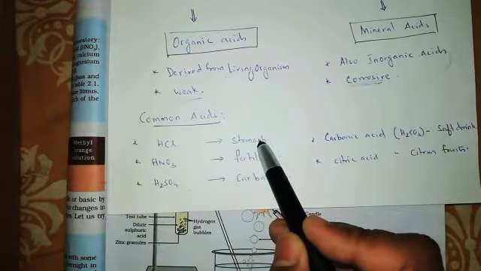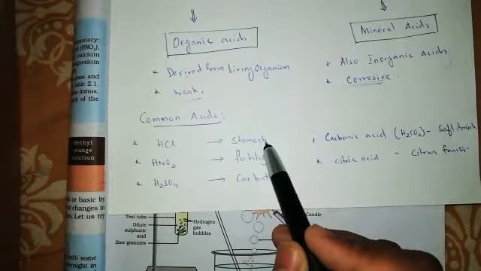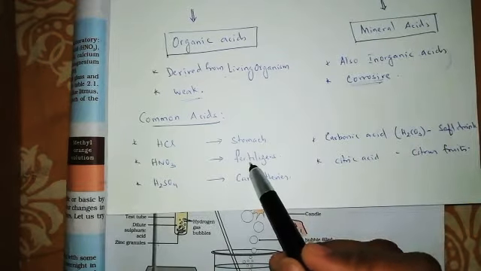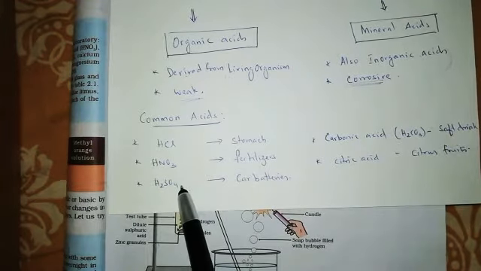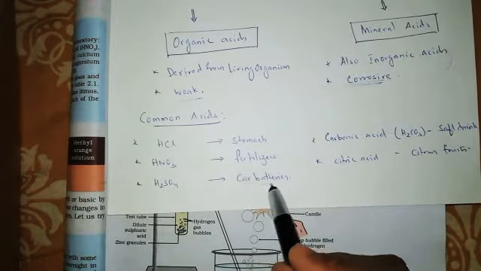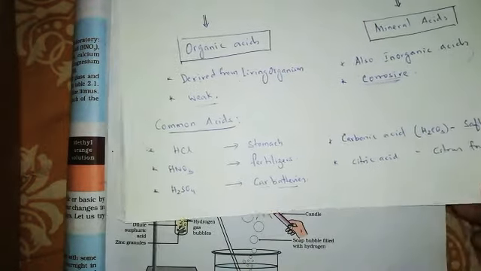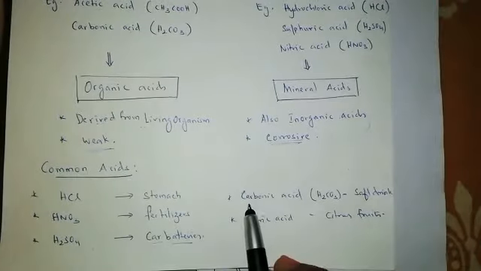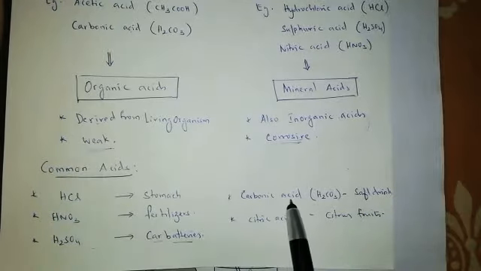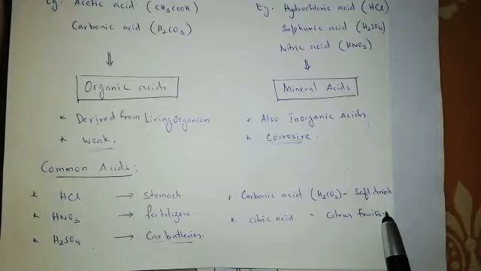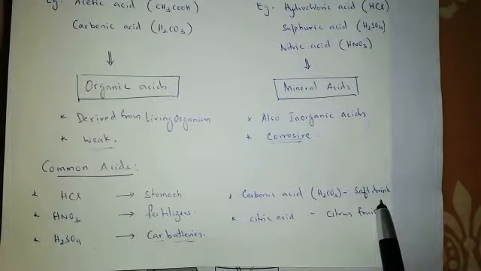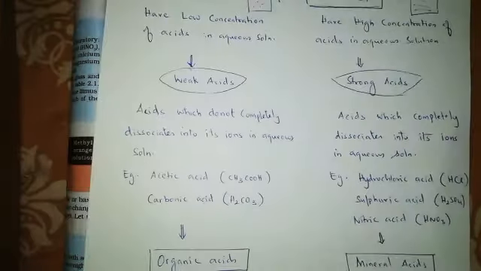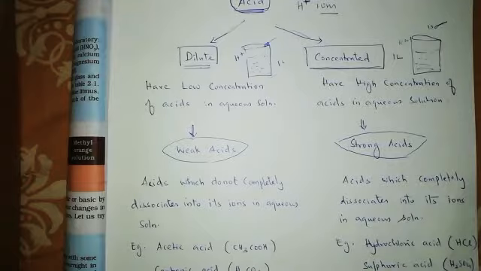Hydrochloric acid is present in our stomach and used for digestion. Nitric acid is the main acid present in fertilizers. Sulfuric acid is used in car batteries. Even in our home we use batteries, as in inverters, and one of the acids present in that battery is sulfuric acid. Carbonic acid is present in soft drinks, and citric acid is present in citrus fruit. Okay, this is the general outline of what acids are.